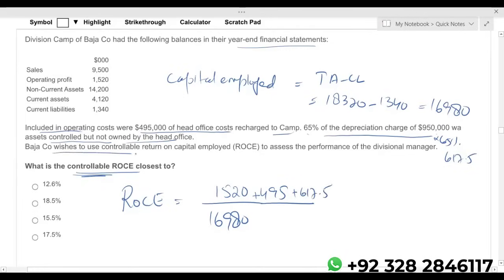Baja Company wishes to use controllable return on capital employed to assess performance. Let's see what the performance is. 1520 plus 495 plus 617.5, divided by 16,980, into 100. Students, I'm getting 15.5%.